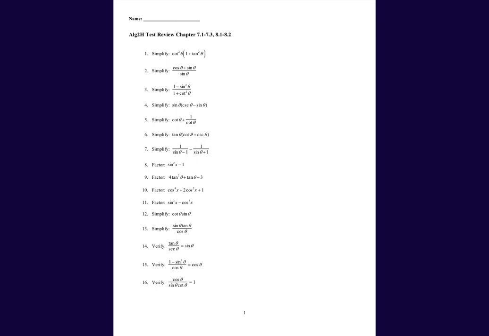So the whole first page, almost all the way down to 13, this is your 7.1 stuff. Those kinds of questions will be multiple choice, which again, I think will make it a little bit easier.